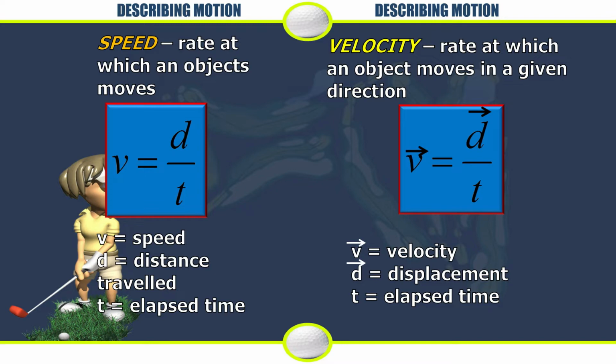For the velocity, this is the rate at which an object moves in a given direction. So, as we all know, velocity is an example of a vector quantity. So it's very much needed for us to identify the displacement using the directions.